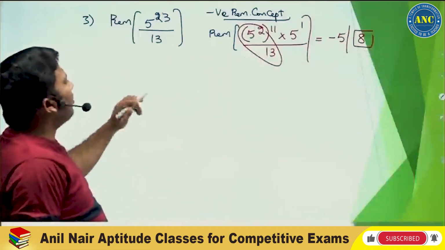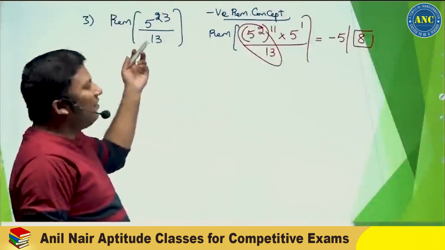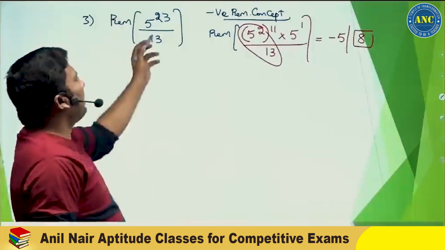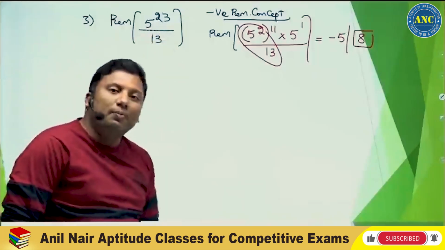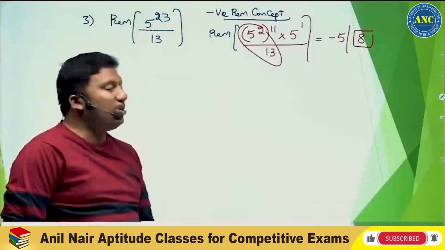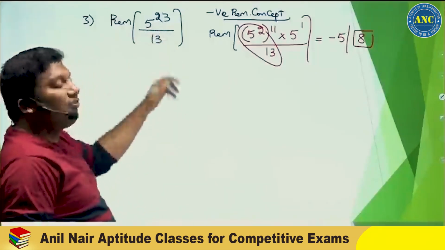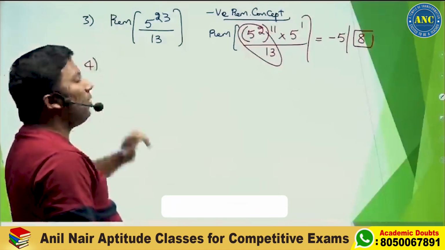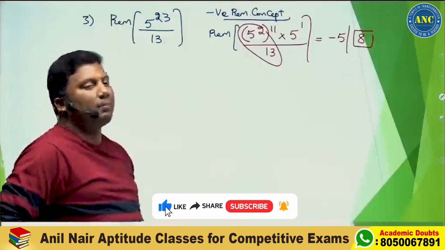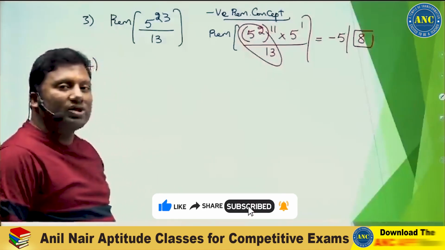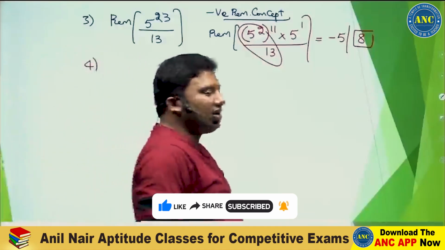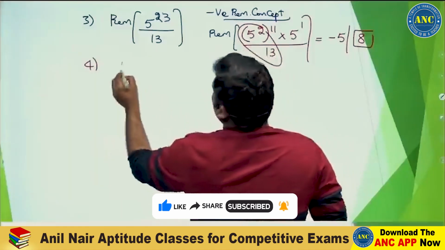Very, very easy question. In fact, Fermat's theorem will take a little more time. 13 means the power is 12. 5 power 24 by 13 is 1. The question is 5 power 23, so coming back, it will be a little cumbersome. So for certain problems where the denominator is a prime number, negative remainder seems to be a very, very interesting logic.